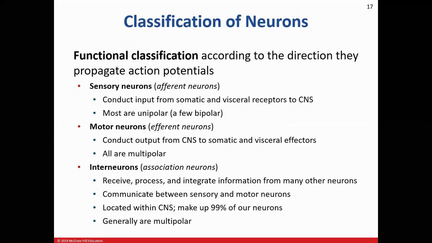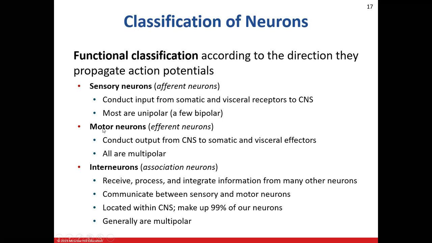Now, when we look at the functional classification, we really talked about functional classifications a little bit already. But their classification is based on the direction they propagate their action potentials. So our first functional classification is the sensory neuron. These are afferent neurons. They conduct input from the somatic and visceral receptors towards the CNS. Most of these, again, are unipolar, so they relate to our structural classification, although a few of them are bipolar.